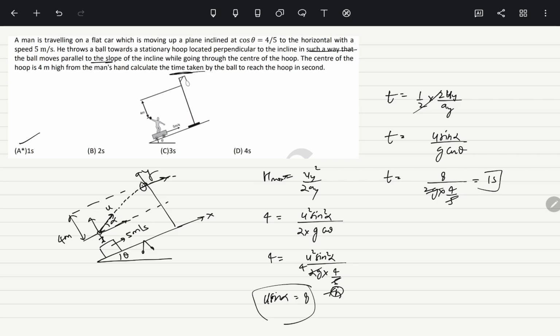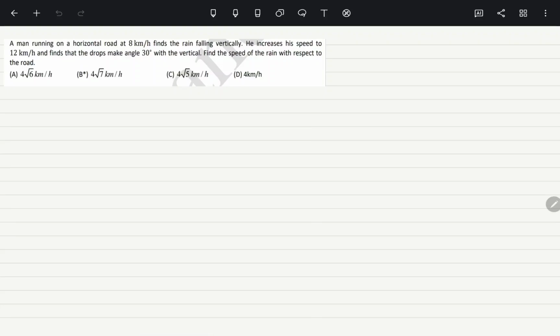Hope you understood. Let's move to the next question, which is on the relative velocity topic. The question is: a man running on a horizontal road at 8 km per hour finds the rain falling vertically. He increases his speed to 12 km per hour and finds that the drops meet at an angle 30 degree with vertical. So let's draw the vector diagram, because with the vector diagram approach, the questions become somewhat easy. The velocity is 8 km per hour. So this is our velocity of rain with respect to man, vrm.